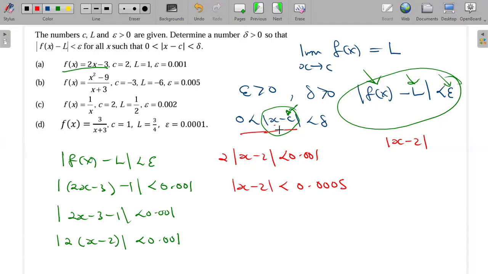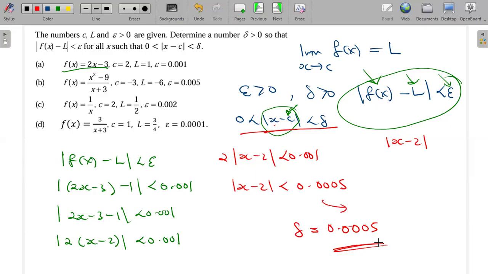Now, notice that according to our definition, 0 is less than the modulus of x minus c, less than delta. So it means that this value we found has to be less than the delta, which implies that this value which we've gotten is our delta. So delta is just equal to 0.0005. And that's how you get your delta, like that.